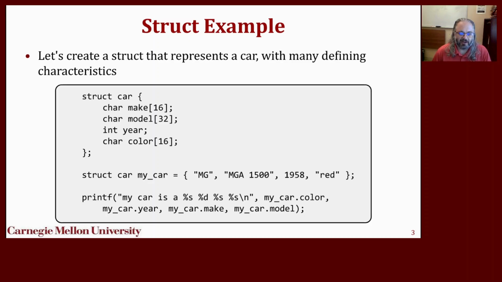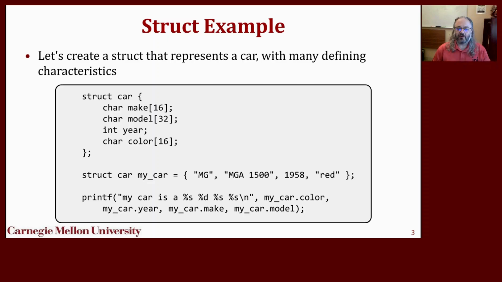We're going to start by declaring our struct car as having the make be a string with maximum length 16. The model will have maximum length 32. The year is going to be an integer. And the color is going to be a string of maximum length 16. Now, these numbers clearly won't work for all possible makes, models, and colors of cars, because some makes, models, and colors are more characters than that. But this is just what we're going to use temporarily.